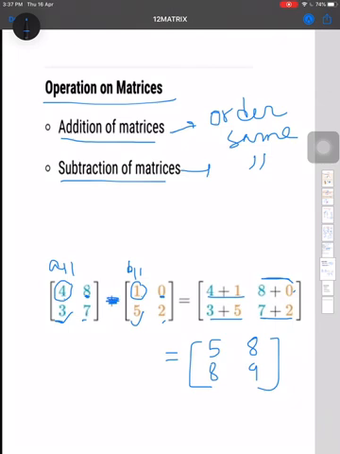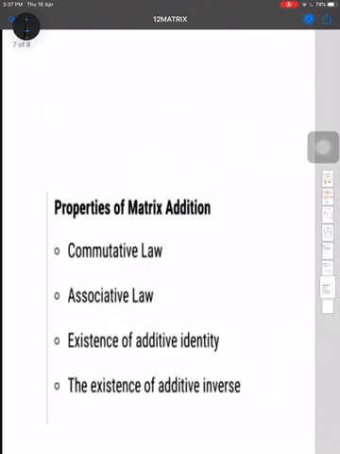If there will be minus sign, so here minus sign will come. The condition is same, order should be same, and if it is addition, then you will add the corresponding elements. If it is subtraction, then we will subtract the corresponding elements.